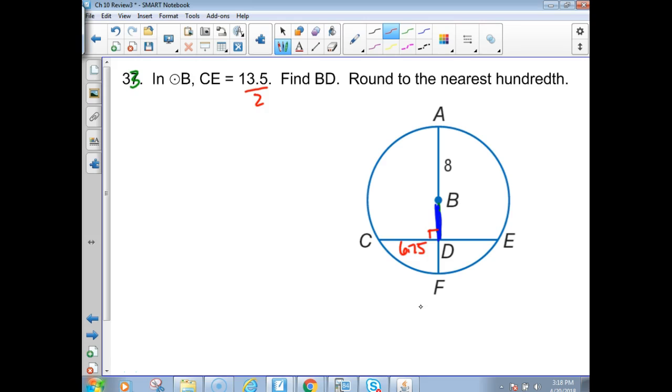Now, round to the nearest hundredth. C to E, okay, 13. Is this all I have? Now I got a right angle. I got to find that. So I better put in a radius from C to B. How big is that? Same as this, 8. So now I can find BD by Pythagorean theorem. X squared plus 6.75 squared equals 8 squared. We will need to subtract. So why don't you just type 8 squared minus 6.75 squared.